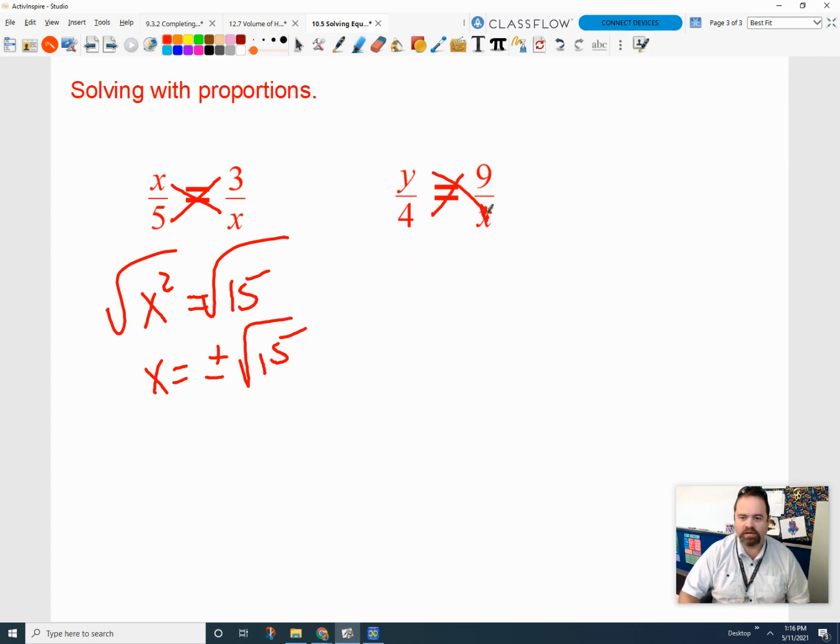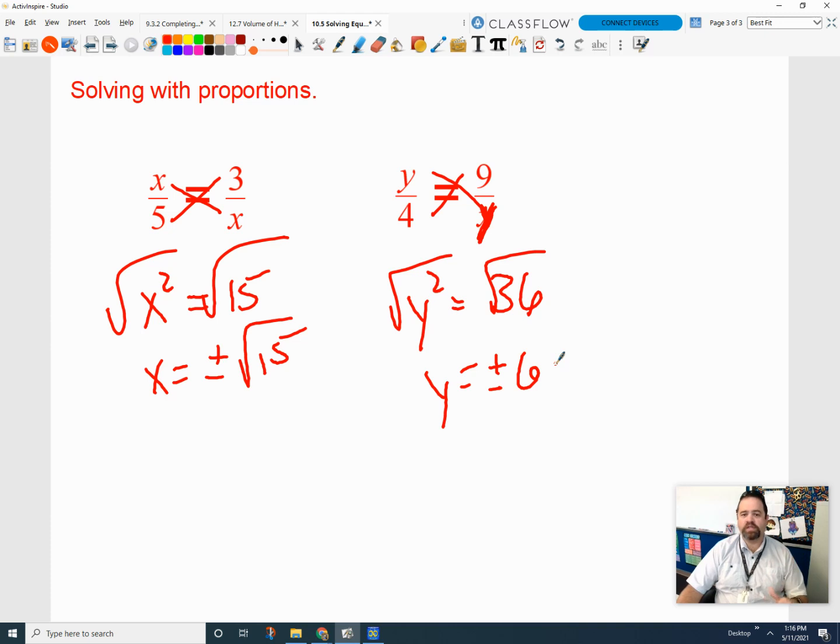Oh, that should be a y there, not an x. Can't multiply an x and a y. So y squared, and then 36 on the right. Square root both sides. Y is positive and negative 6. So some of these will be perfect squares that you can take the root of. Some of them won't be, so just leave them under the radical. Okay. Easy peasy.